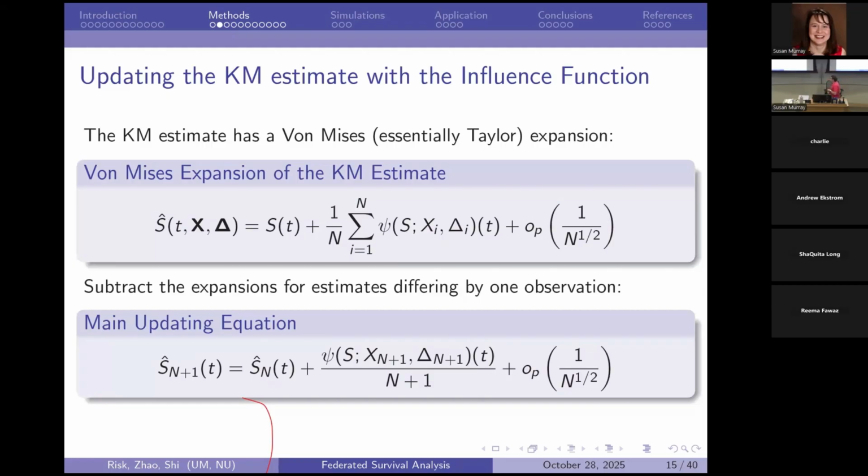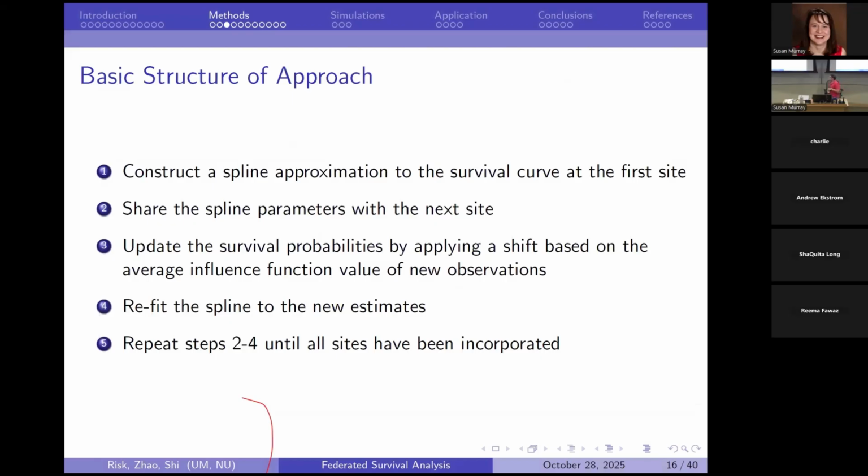And so what we're going to do is use this basic updating equation in order to fit the Kaplan-Meier curve in a federated setting. So the basic structure of our approach is that we're going to construct a spline approximation to the survival curve, so basically a smooth parametric approximation to a Kaplan-Meier curve, at the first site. We're going to share the spline parameters with the next site. At each site, we update the survival probabilities by applying a shift based on the average influence function value of the new observations at that site. We're going to refit the spline to the new estimates. And then for each site, we're just going to redo steps 2 to 4 until all sites have been incorporated.